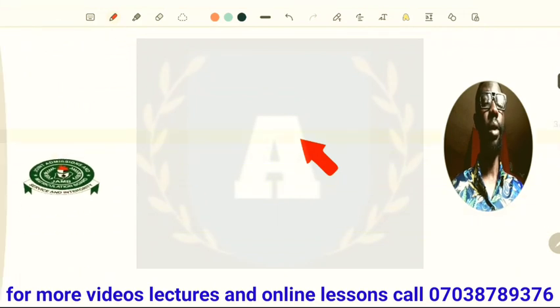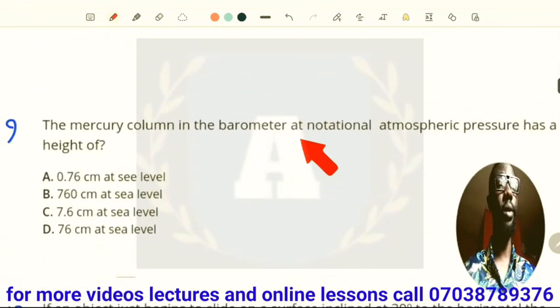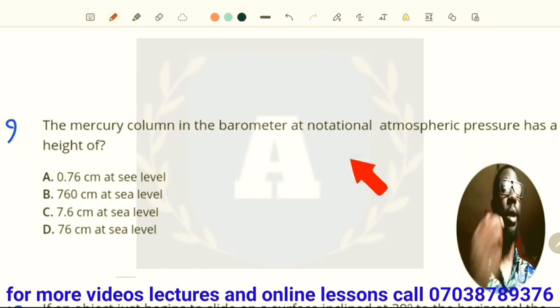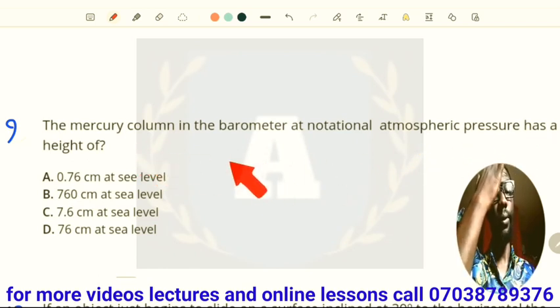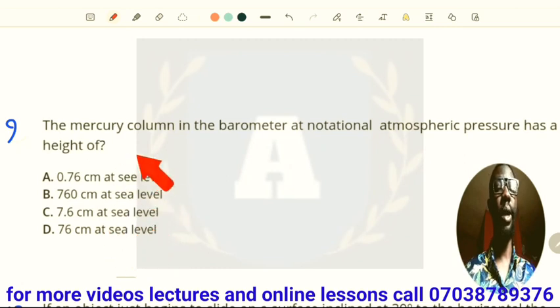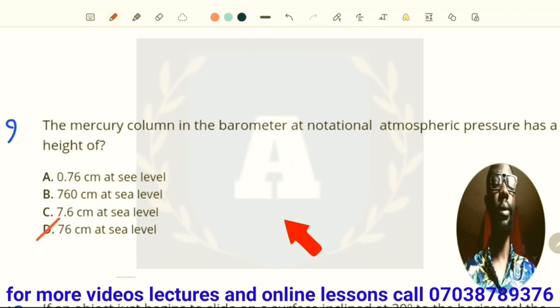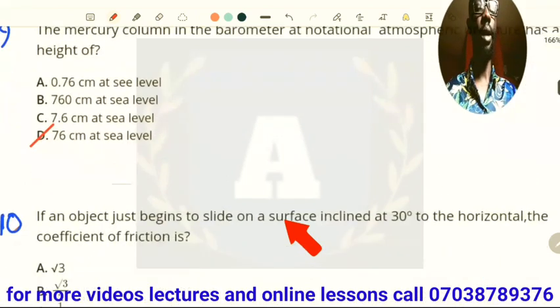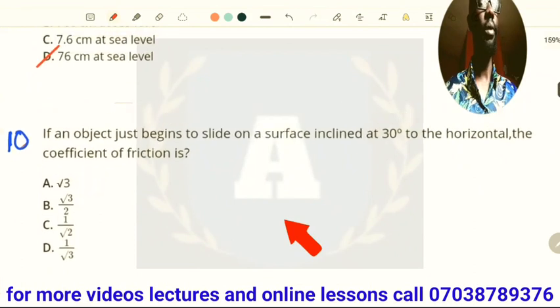All right, quick one. The next question says, the mercury column in the barometer at normal atmospheric pressure has a height of, okay, all the options here we have them in centimeter. So now if it is in centimeter, it's going to be 76 centimeter at sea level. However, if it is in millimeter, it's going to be 760 millimeter at sea level. Now, quick one. The next question, what does it say?